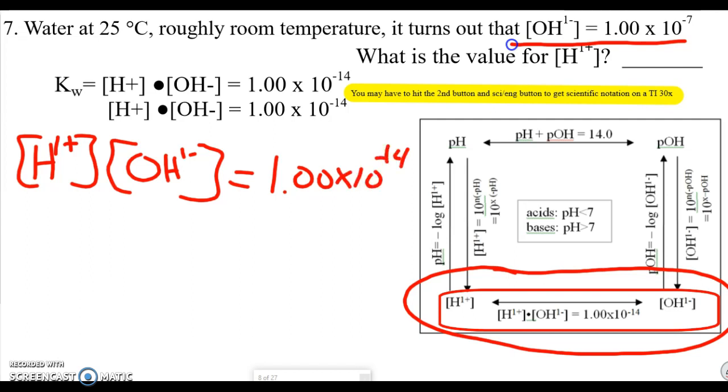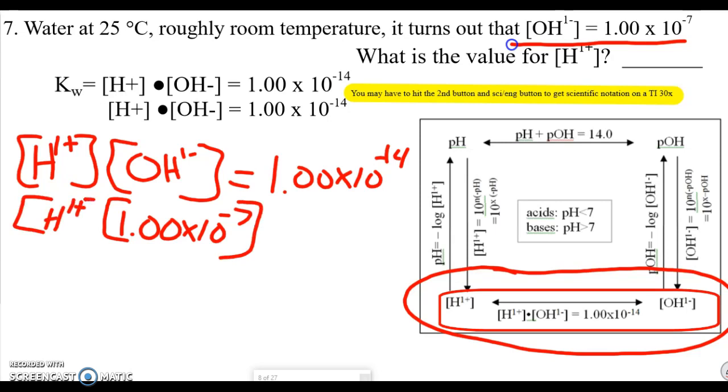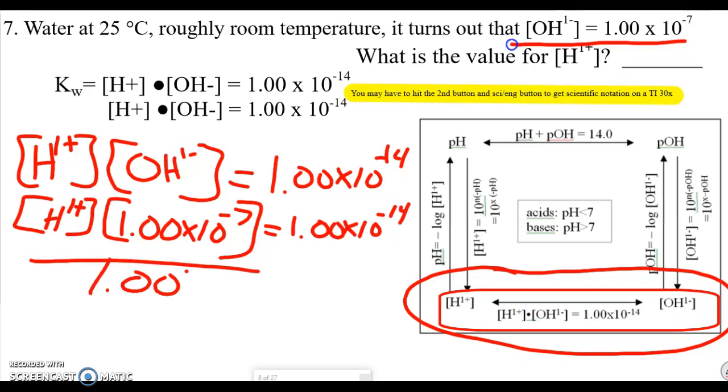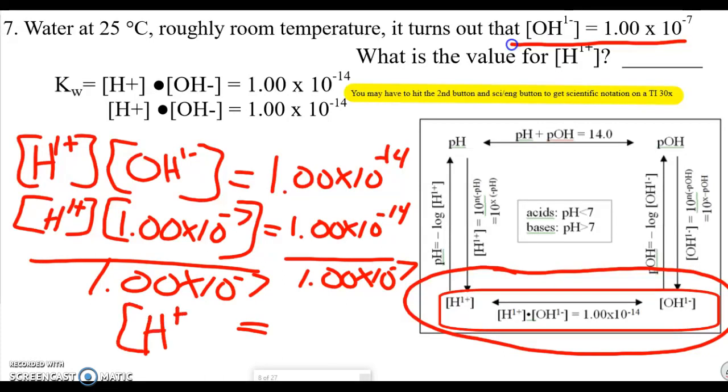If we know the hydroxide ion concentration is 1.00 times 10 to the negative 7th, and the hydrogen ion will still be over here, we do a little algebra. You leave the hydrogen ion on that side, and you divide this side by the 1.00 times 10 to the negative 7th. You divide this side by the 1.00 times 10 to the negative 7th. And you end up getting your hydrogen ion concentration equal to 1.00 times 10 to the negative 7.